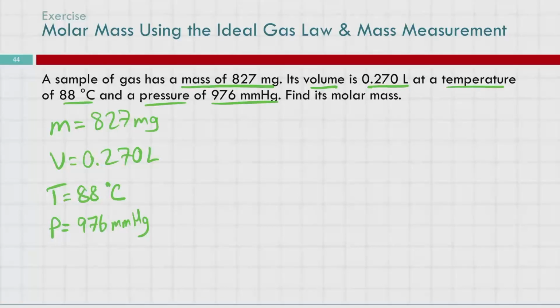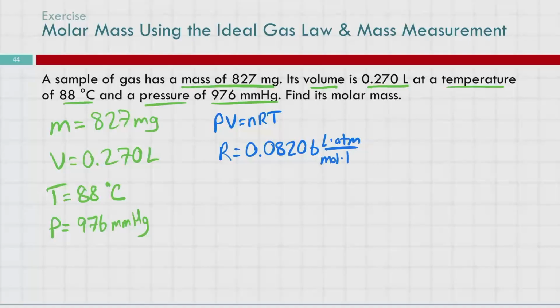Hopefully we all at least got there. It looked like everyone was at least writing their variables down, which is a great place to start. We also need to do some conversions. We're going to be using PV equals nRT, and we're going to be using R with units of liters atmospheres per mole Kelvin. So we need to do a couple of unit conversions. We already have liters, which matches the liters that's in our R value. We don't have atmospheres or Kelvin. We've got millimeters mercury and degrees Celsius.